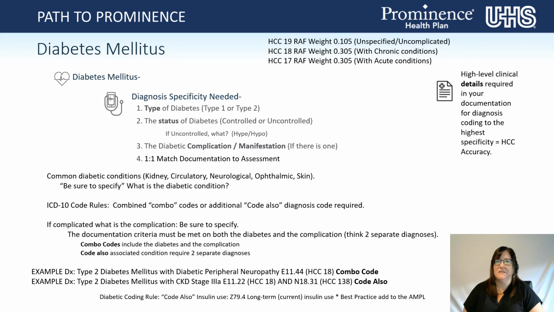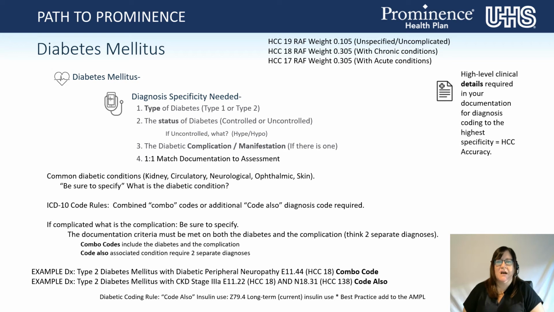So specific to diabetes, we've discussed the 3 HCC categories, HCC 17, 18, and 19. Recall it's the high-level clinical details in your clinical documentation that allow for diagnosis code assignment to the highest level of specificity. Specific to diabetes mellitus, recall that we need to know the type of diabetes, the status of the diabetes, and if there is a diabetic complication or manifestation, we need to know what the diagnosis is of that complication and manifestation. Some common diabetic conditions are kidney, circulatory, neurological, ophthalmic, and skin complications. Be sure to specify what the diabetic condition is.